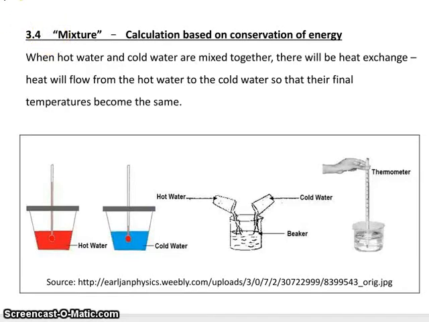3.4 Mixture. Mixture refers to the type of problems when we mix things with different temperatures together. For example, when we mix hot water with cold water, there will be heat exchange between them. The hot water gives out heat and the cold water absorbs it. The temperature of the hot water drops and the temperature of the cold water rises, so that their final temperature becomes the same.